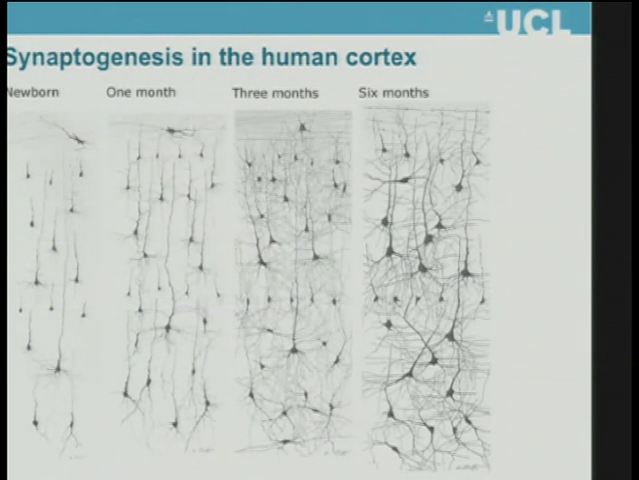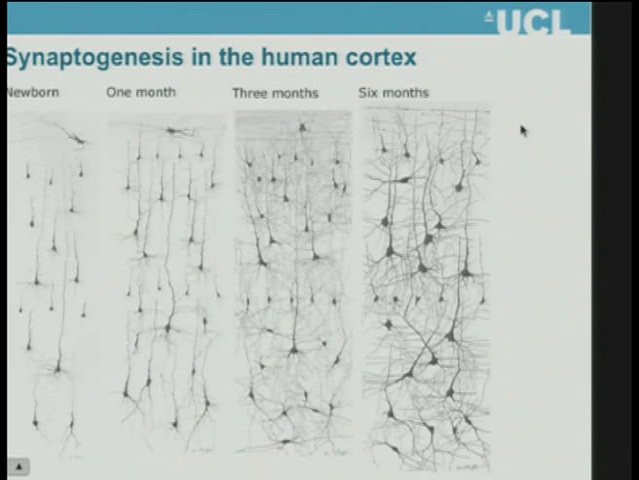So this is a diagram from the cortex of human post-mortem brain tissue, starting from a newborn baby going up to 6 months. And what you can see here is that the number of cells, the number of neurons, stays more or less stable. And it's really the number of connections. You can see these dendrites. They look like branches of trees massively multiplying in the first 6 months of life.